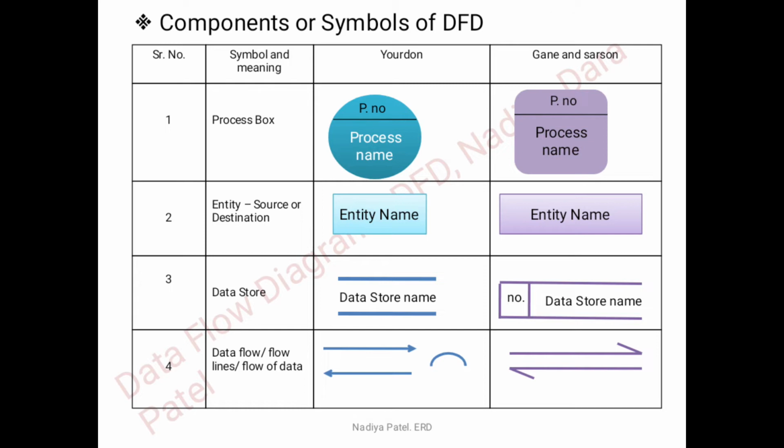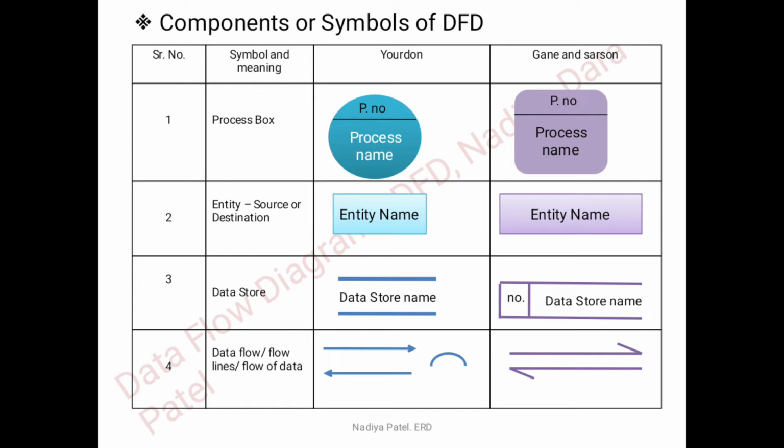The entity can be something from where data is getting into the process, so it becomes the source. The process box is going to process that data and give it back to someone or some other entity, so that becomes the destination. Similarly, in Gane and Sarson, the entity symbol should be an elongated rectangle. Here it is the normal rectangle and here it is the elongated rectangle.